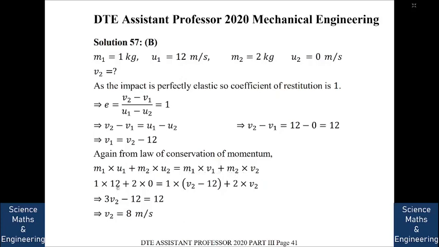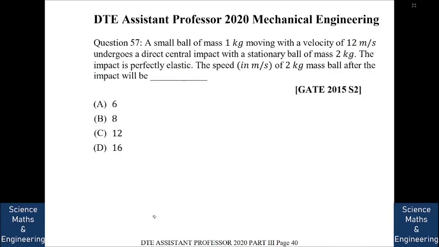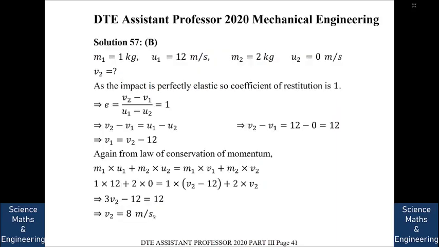So we get 1 into 12 plus 2 into 0 is equal to 1 into v1, which is v2 minus 12, plus 2 into v2. So from here you get v2 is equal to 8 meter per second. So the speed of the 2 kg mass ball after the impact will be 8 meter per second.